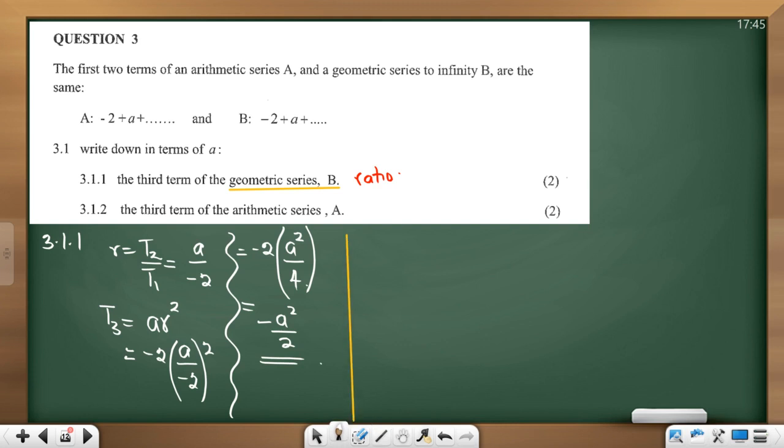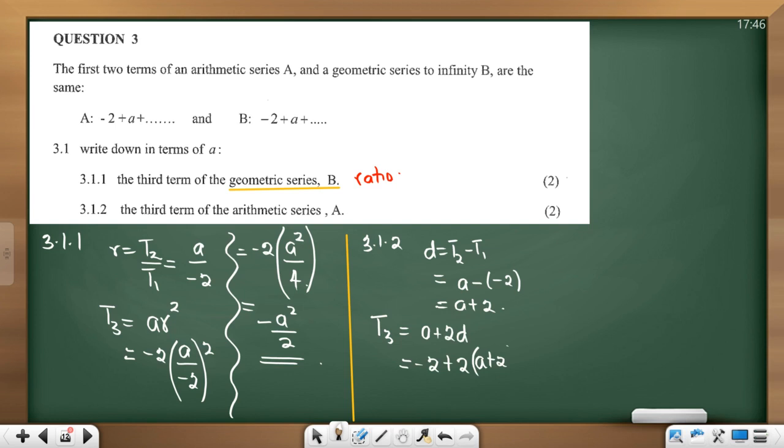Interpret the question gradually. The third term of the arithmetic, 3.1.2: our D is T2 minus T1, which is A minus negative 2. Don't forget it's a double minus. All right, so T3 is A plus 2D. What is my first term? Negative 2, plus 2 times A plus 2. Simple algebra, 2A plus 4. And what will this be? 4 minus 2, so it's 2A.